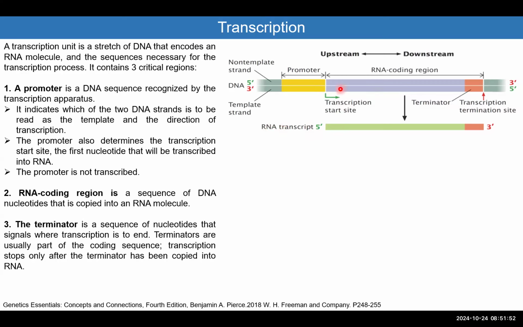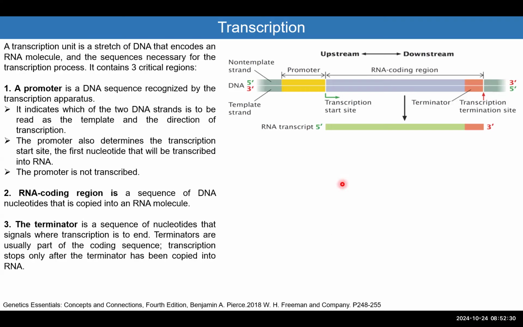Then within the transcription unit, we have a stretch, which is the RNA coding region. In other words, this is the one that is copied from DNA into RNA. And finally, this process is not indefinite. So if it starts somewhere, it should end somewhere. And that's where the transcription termination site is. So the genes are physically known where they start and where they end.